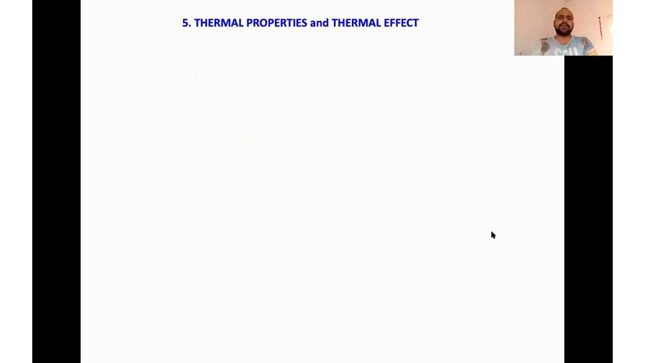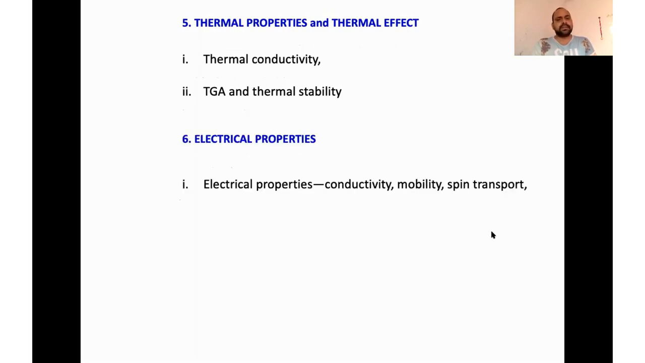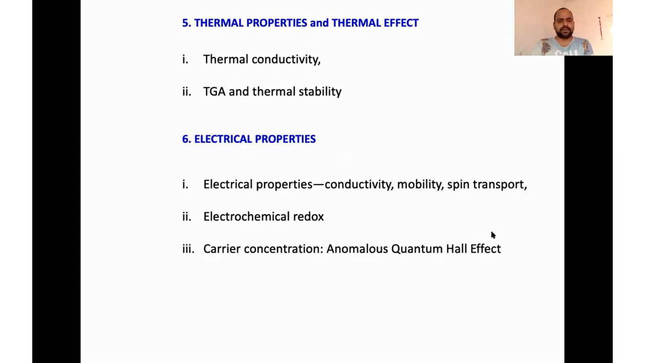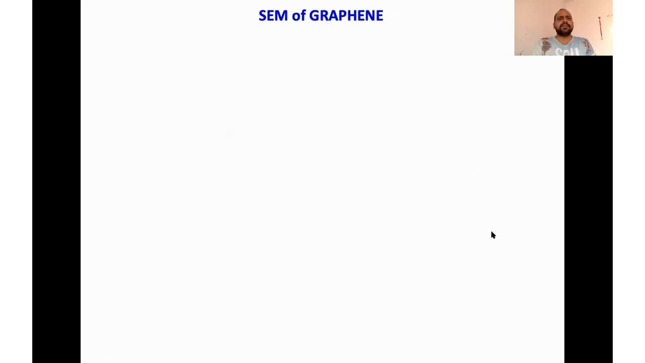Next, we can look at thermal properties and thermal effects. Of course, thermal conductivity of graphene, and how graphene is stable at different temperatures. The thermal stability can be measured by TG analysis. In electrical properties, mostly we look for conductivity, mobility, and spin transport. Also, electrochemically, we can understand the reduction and oxidation potentials. We can also understand the carrier concentration by quantum Hall measurement, and the work function of graphene. So these are the common tools. Now we will go through them one by one in the slides.